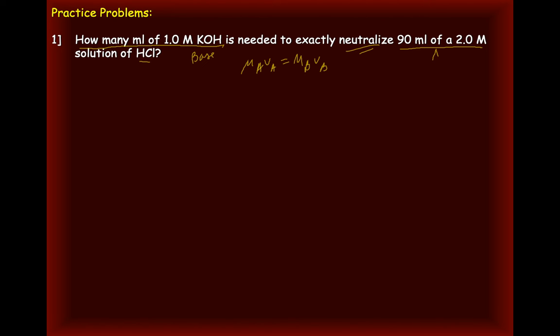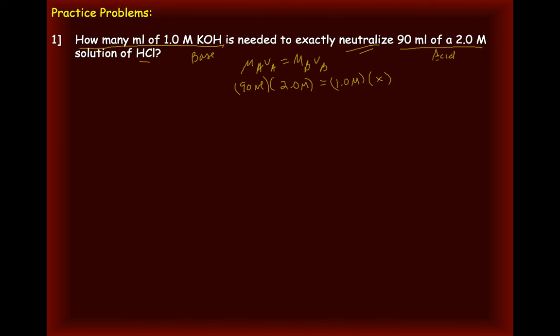So we know this is the base here. We know this is the acid here. Okay, a good little trick here is usually the numbers are paired pretty well, so you could just put them in the equation. That's pretty easy. Okay, so 90 milliliters times my 2.0 molar. Okay, and they want to know how many milliliters you need, but we have a 1 molar KOH solution, and you want to know what X is.